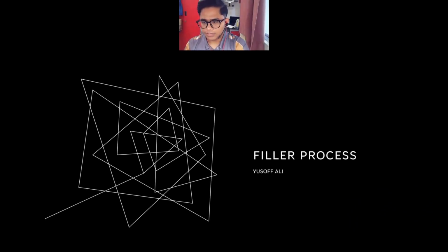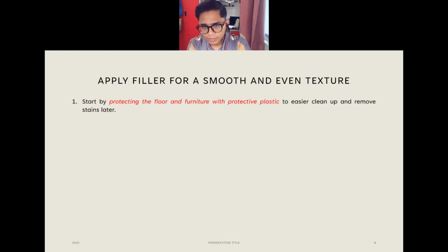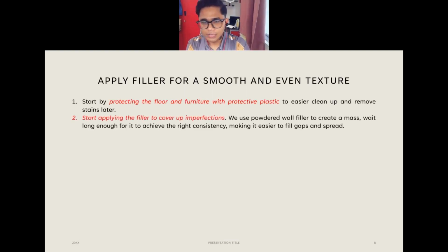Assalamualaikum. My name is Muhammad Benelek and I will continue our presentation by explaining the filler process. We decided to apply the filler for a smooth and even texture on our product. First, start by protecting the floor and furniture with protective plastic to make clean up easier and remove stains later. Then start applying the filler to cover up imperfections. We decided to use powder wall filler, mixed with water long enough to achieve the right consistency, making it easier to fill the gaps and spread.